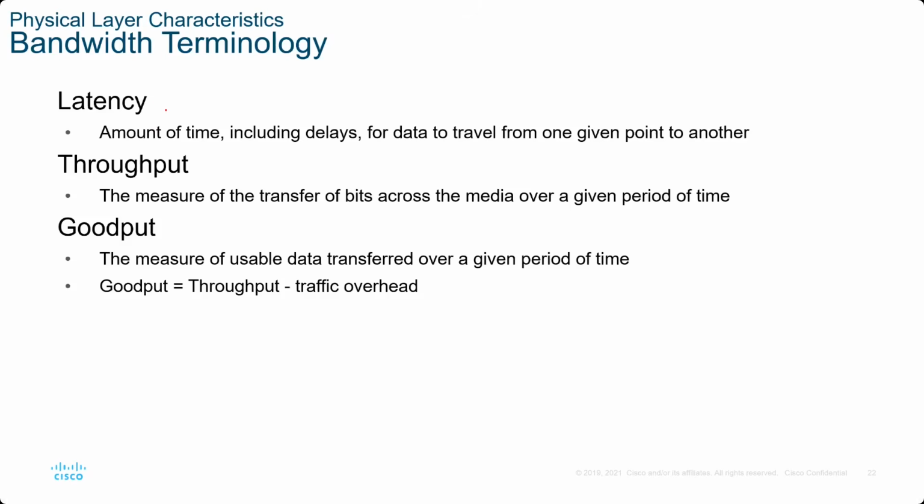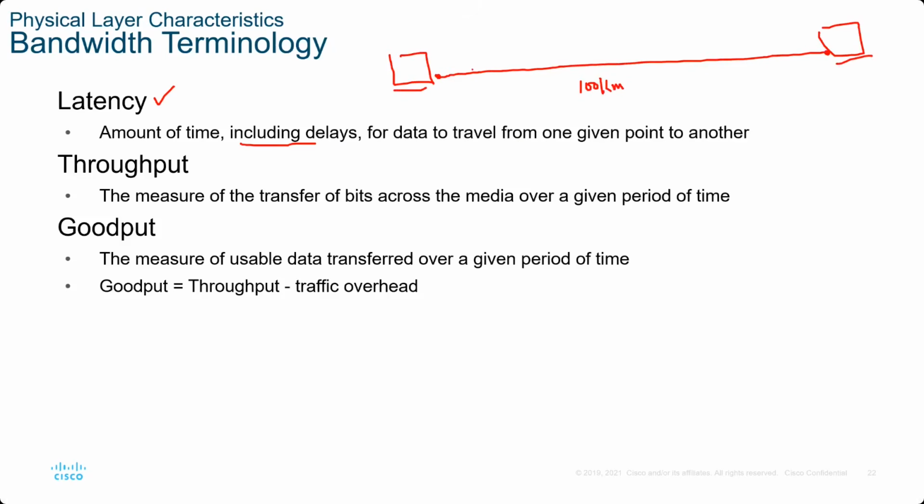All right. There are these terminologies related to bandwidth. First one is latency, which is the amount of time, including delays, for data to travel from one given point to another. So you have this computer, there could be multiple devices, but let's say they are connected with a cable. This cable could be 100 kilometers long. It's totally possible with fiber optic, by the way. I mean, nobody would do it this way, but it's possible.